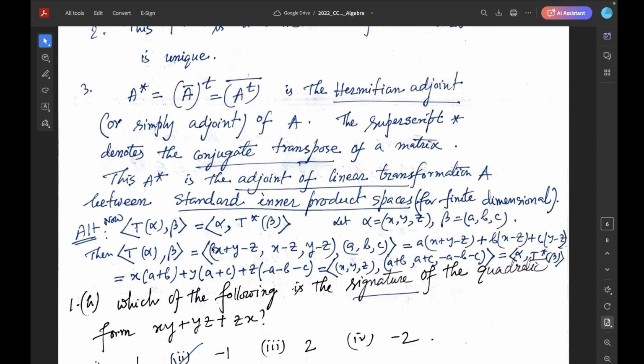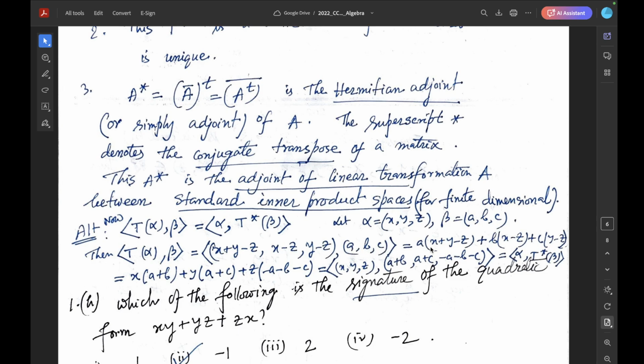We try this method, the adjoint operator of T. Then we write the inner product of T alpha comma beta equal to the inner product of alpha comma T star beta. Let alpha equal to this ordered triplet x, y, z and beta equal to the ordered triplet A, B, C. Then the inner product of T alpha comma beta, where T alpha is x plus y minus z, x minus z, y minus z, and beta equal to A, B, C.